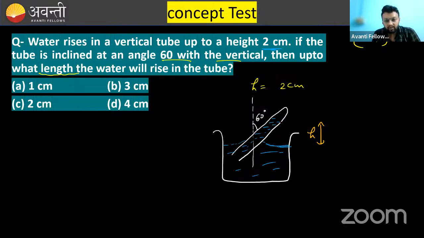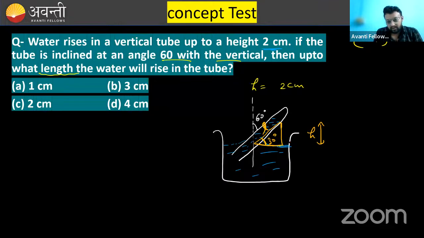This is the vertical height given, 2 centimeter. You can see that this height is 2 centimeter in the diagram, and this length is being asked. Let this length be L. Clear? If this angle is 60, then this angle will be 30, because the total is 90, right? Horizontal and vertical. So this angle will be 30 degrees.